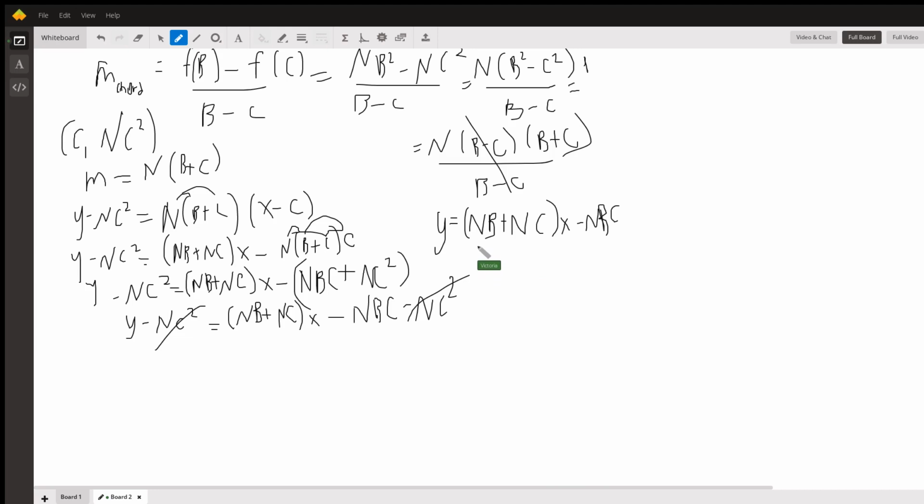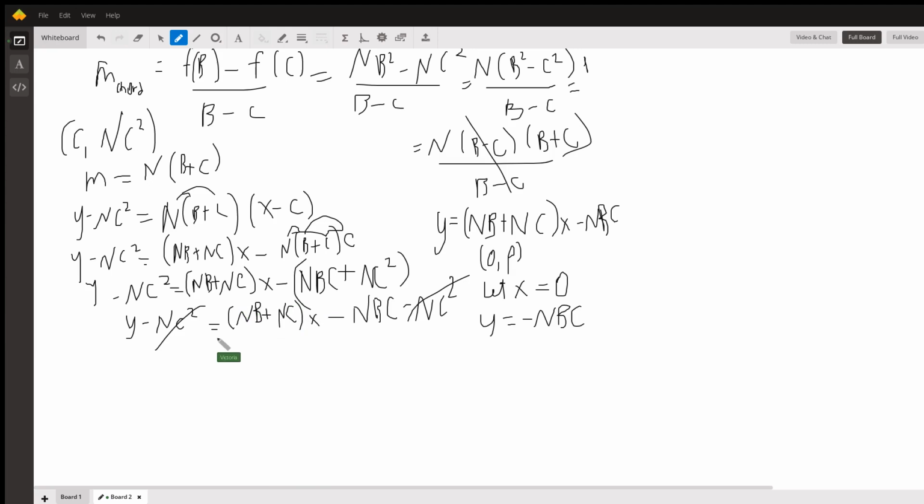Now, to prove that it passes through the focus, which is at (0, p), we're going to let x equal 0. And if we can show that y equals p, we will have proved it. So if x is 0, then y is just negative n times b times c.